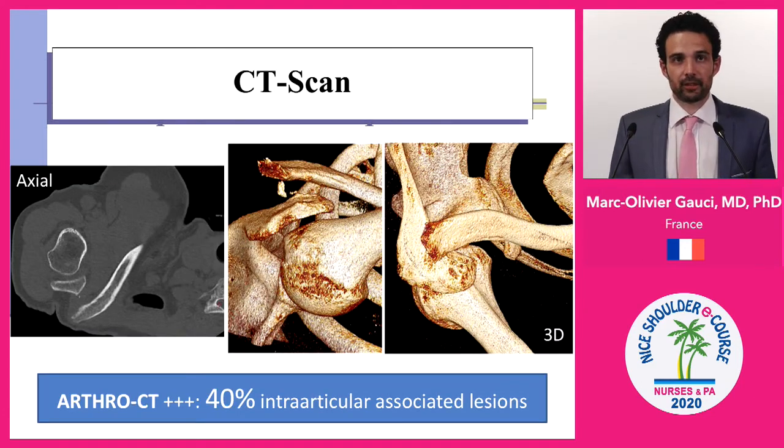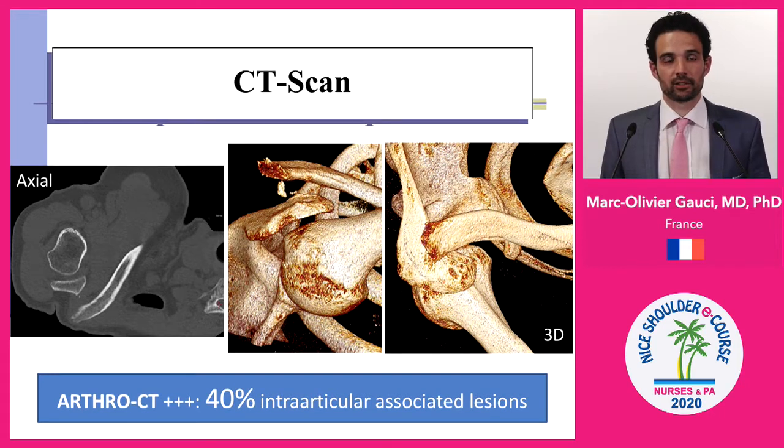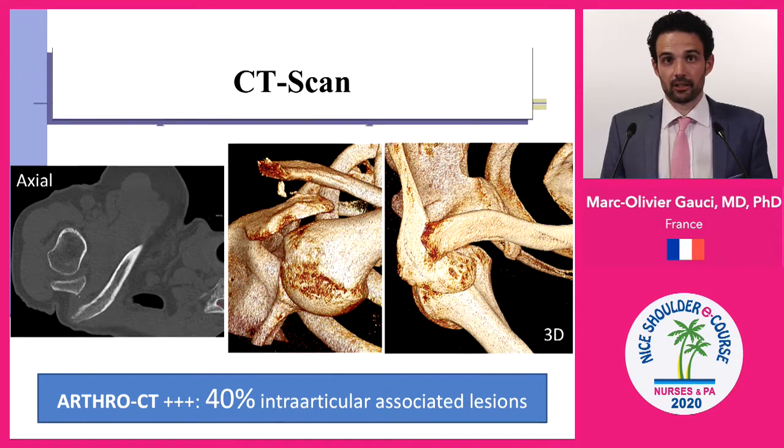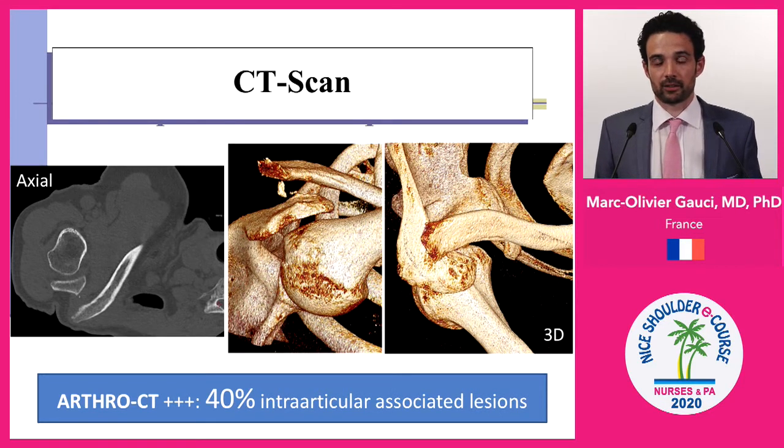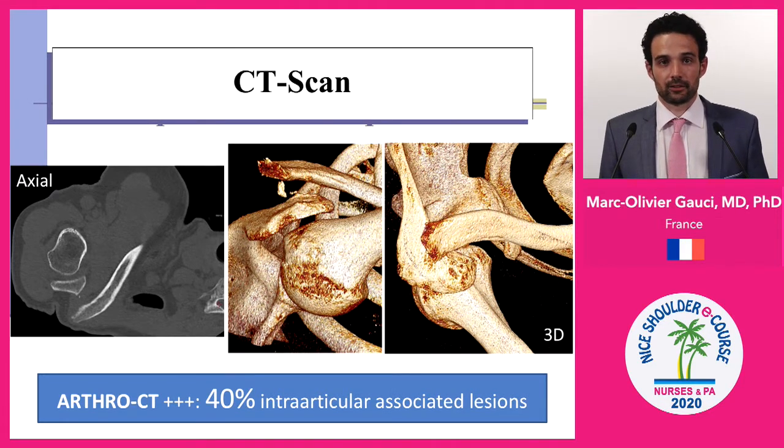The CT scan is very important, and the arthro-CT is very interesting because, as studied, we have 40% of intra-articular associated lesions that can be seen. It could be instability lesion of the labrum, but it can also be a cuff tear, for example, supraspinatus or infraspinatus cuff tear.